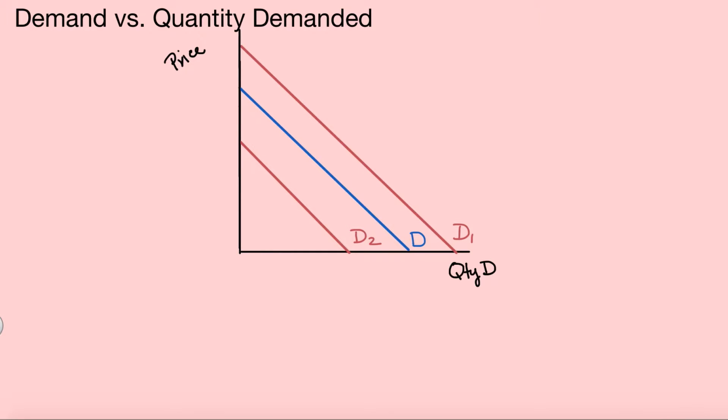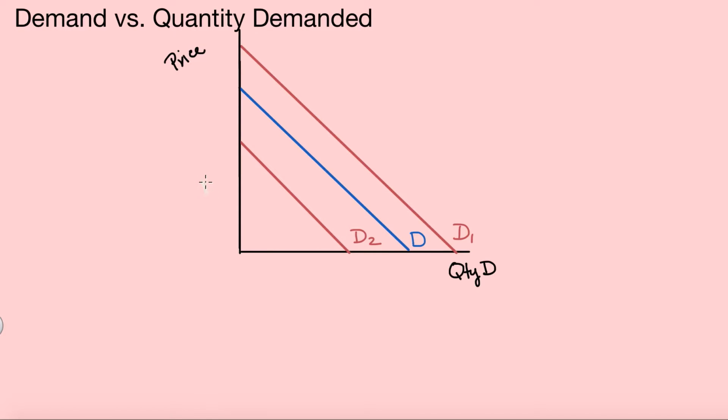This video is going to illustrate the difference between demand and quantity demanded. To start off with, we have our original demand curve in blue, and then we have an increase in demand curve that we've labeled D sub 1, and we have a decrease in demand, which we've labeled D sub 2.